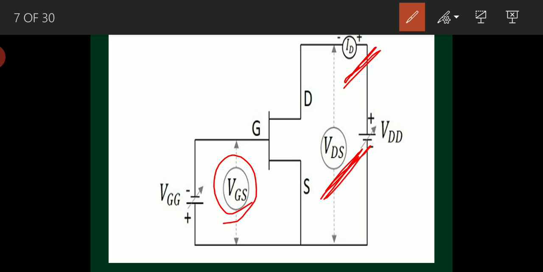Okay, likewise transfer characteristics are drawn between input voltage versus output current. Input voltage VGS versus output current ID, for different values of VDS. Right? VGS versus ID for different values of VDS.